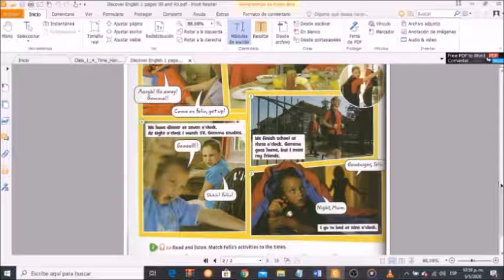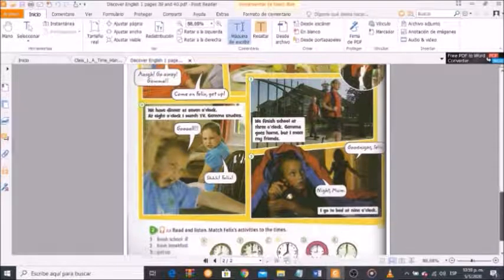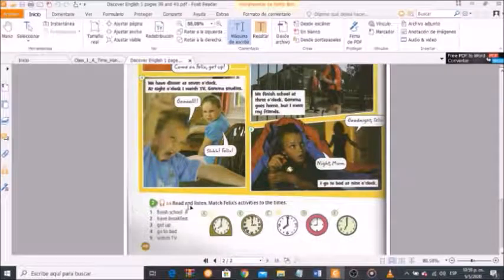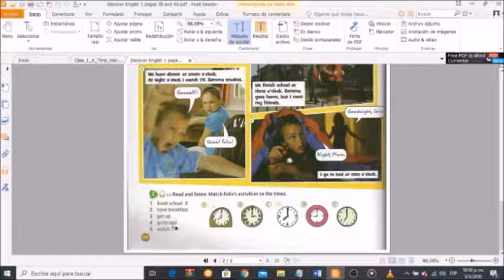Okay, and now let's do exercise number 2. It says, read and listen. Match Felix's activities to the times. So we have 5 different activities here. Finish school, have breakfast, get up, go to bed, and watch TV. And we have 5 different clocks. So we have to match these activities with these clocks. So what time does Felix do these activities? Okay, let's hear it.